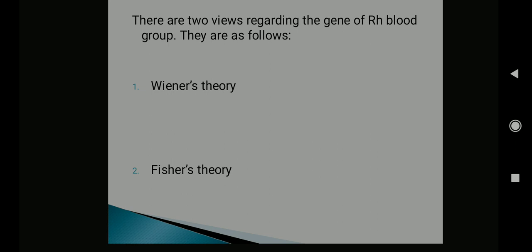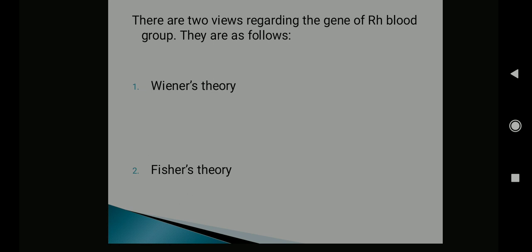So next we are going to learn Fisher's theory. Fisher proposed that three genes are involved in the production of antigen, and these three genes lie so close together on the chromosome that they act as one gene. Such genes are known as pseudo-alleles.